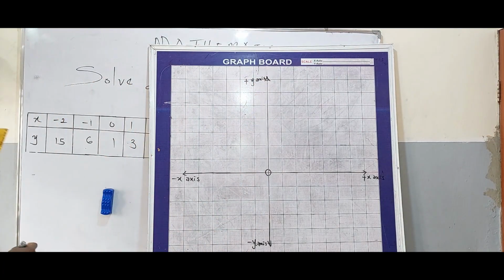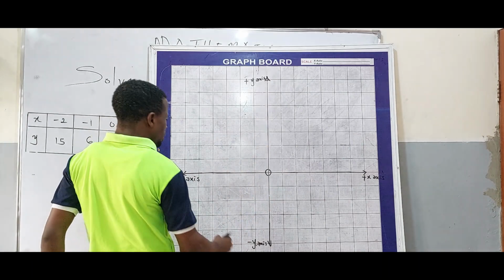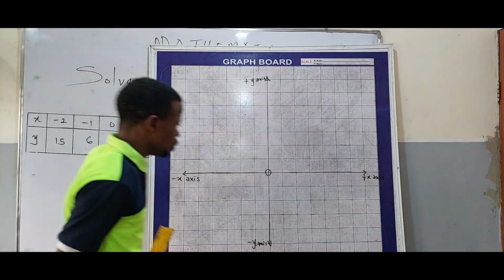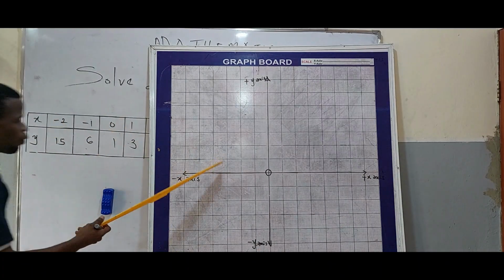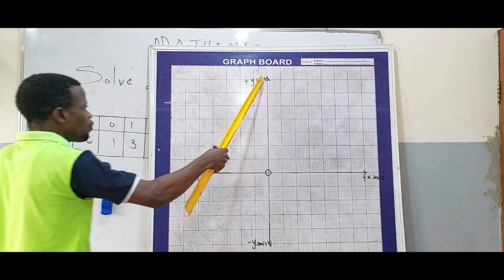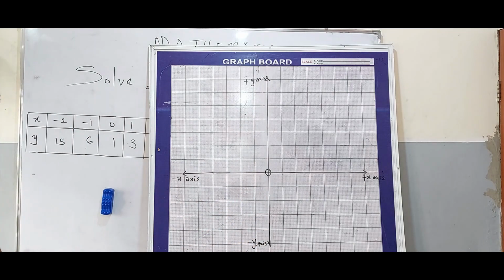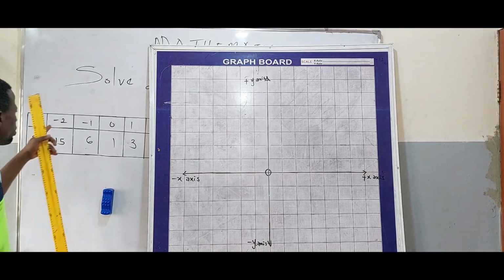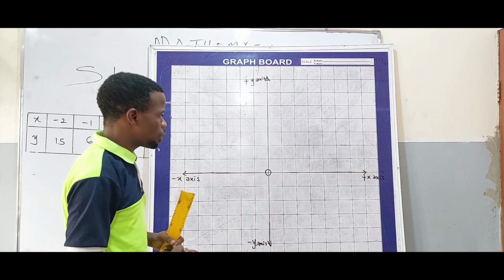You see that? So this is my y, this is my x axis. The values of x will fall here on this horizontal line. The values of y will fall here on this vertical line. So what do we have? -1. Now let me pick my scale.